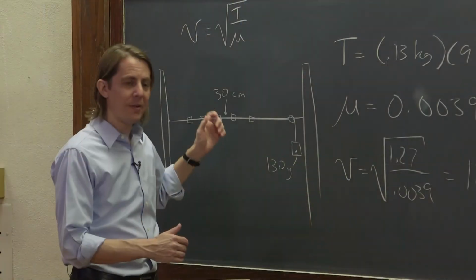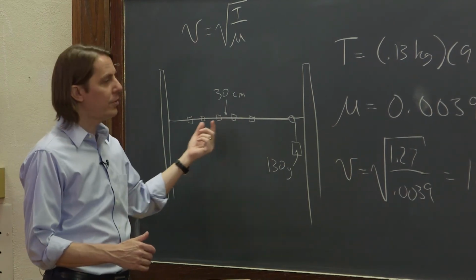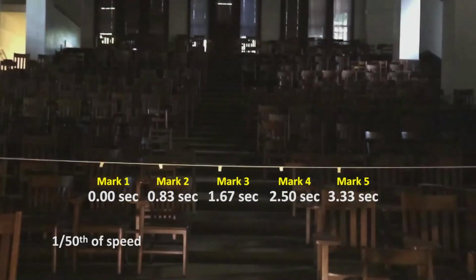Now, see if you can use that information and the spacing of the flags, 30 centimeters, to figure out how fast the pulse is going. So if you want to do that, do it now, because I'm about to give you the answer.